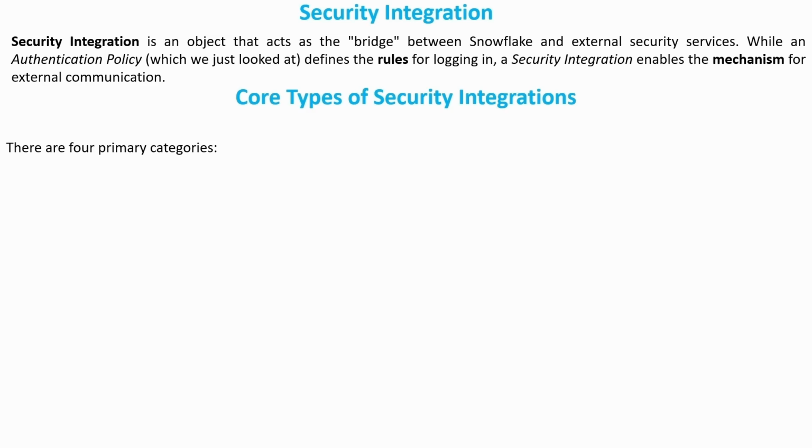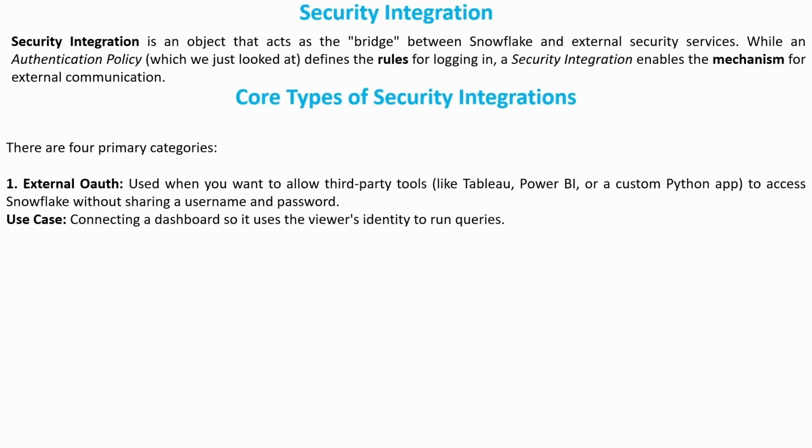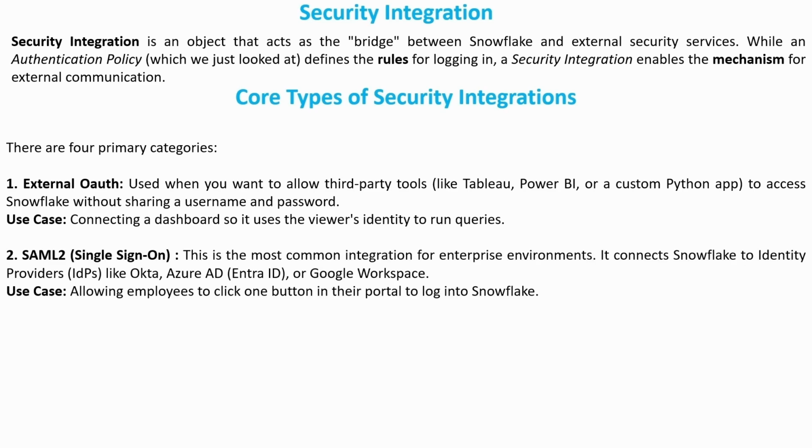There are four primary categories for security integration, which is very important for the advanced and architect exam. First is external OAuth. It is used when you want to allow third-party tools like Tableau or Power BI or any custom Python application to access Snowflake without sharing a username and password. The use case is if you want to connect a dashboard, it uses the viewer's identity to run the queries.